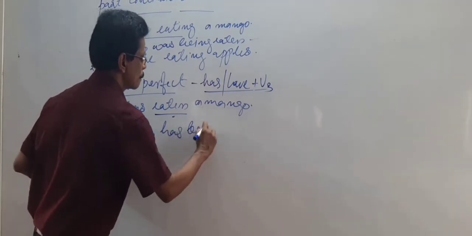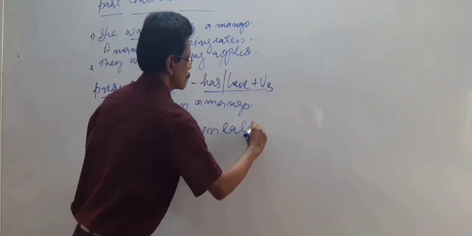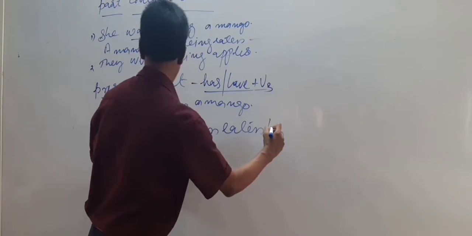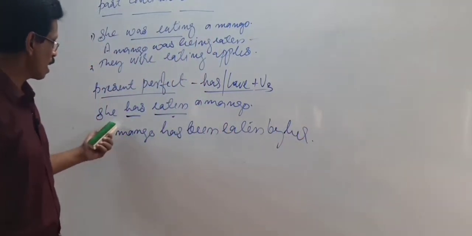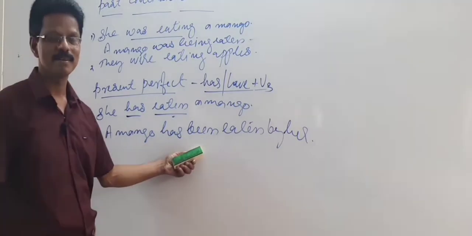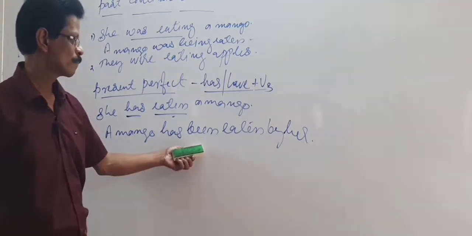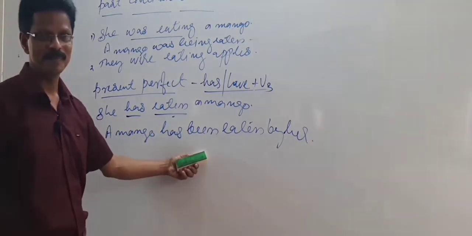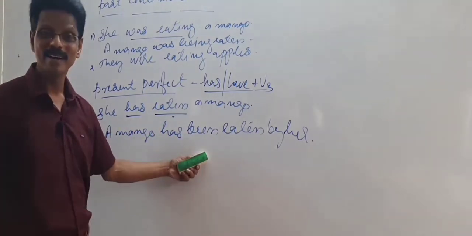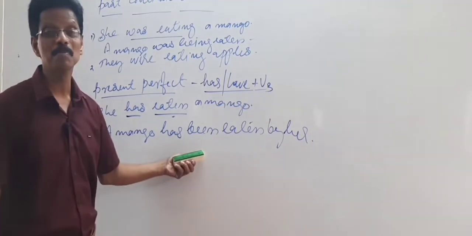So they have eaten apples. What will the answer be? Apples have been eaten by them. She has driven a car. A car has been driven by her.